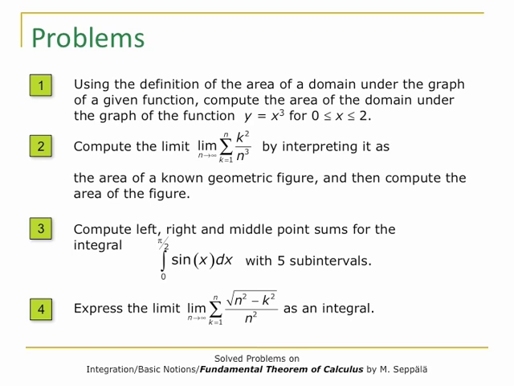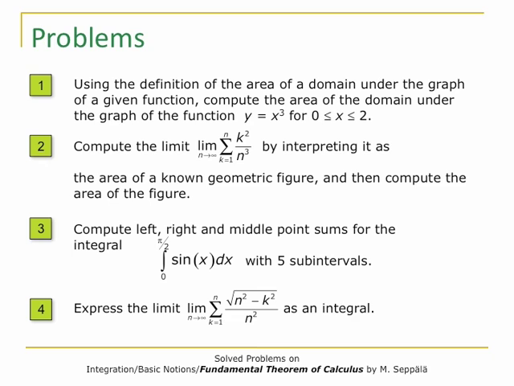First, use the definition of the area of a domain under the graph of a given function to compute the area of the domain under the graph of the function y equals x cubed for x between 0 and 2. In the second problem, we have to compute the limit as n goes to infinity of the sum k from 1 to n of k squared over n cubed, by interpreting this as the area of a known geometric figure and then by computing the area of this figure.